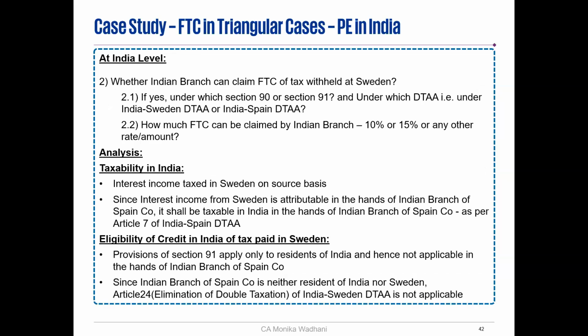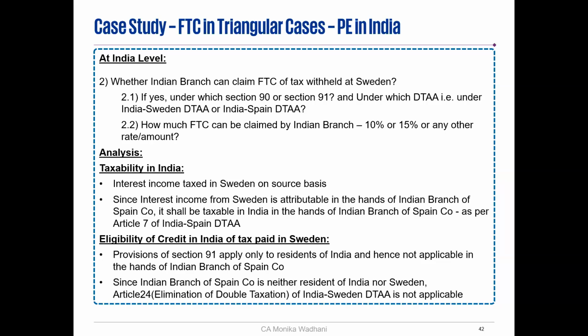So, friends, there is an Indian PE. It has a business income in India. This interest income is attributable to that PE. Interest income is derived from Sweden, which is a source state. The question is, can the branch get the foreign tax credit? For getting foreign tax credit, if you are a resident, you can go to section 91, which is not the case here. Because the branch is not resident of India, it cannot go to section 91, as section 91 applies only in the hands of residents of India.